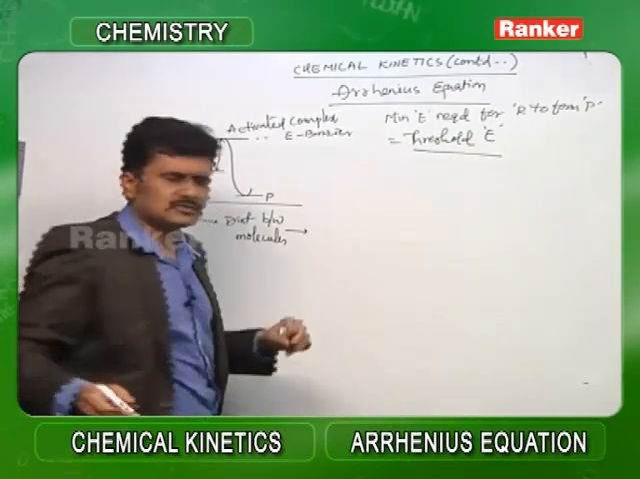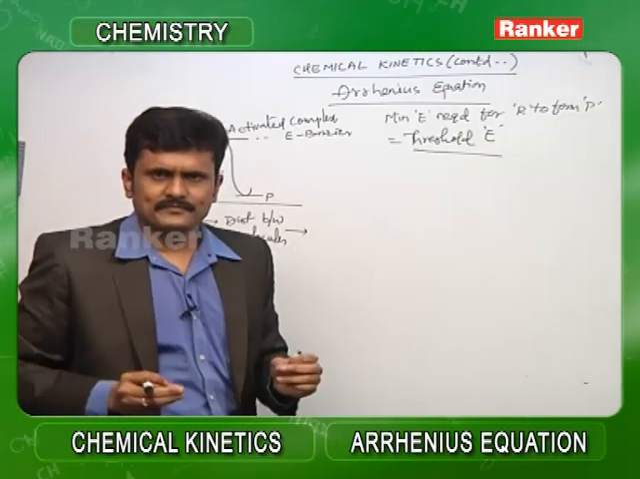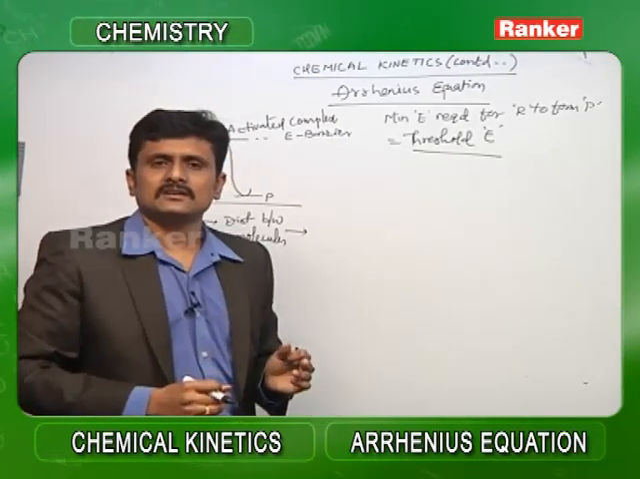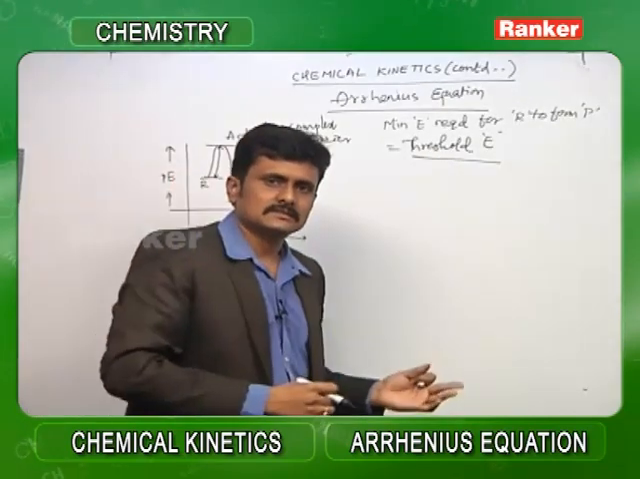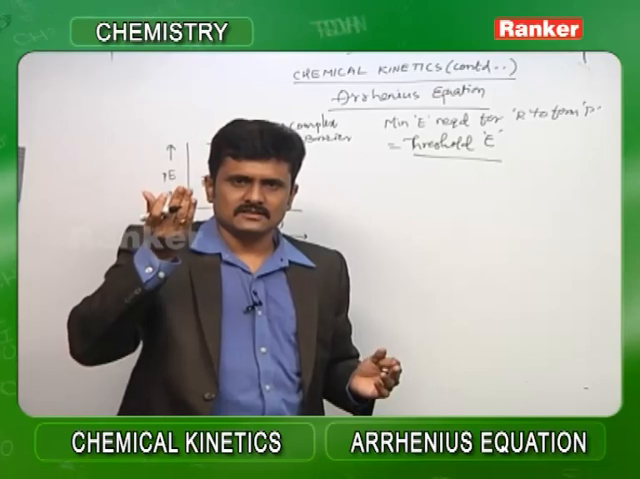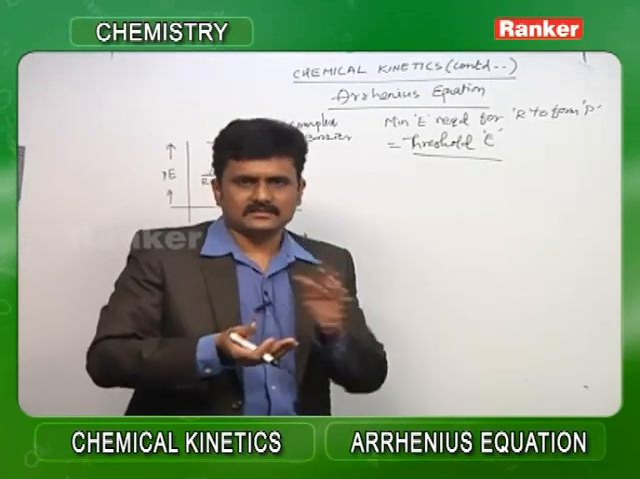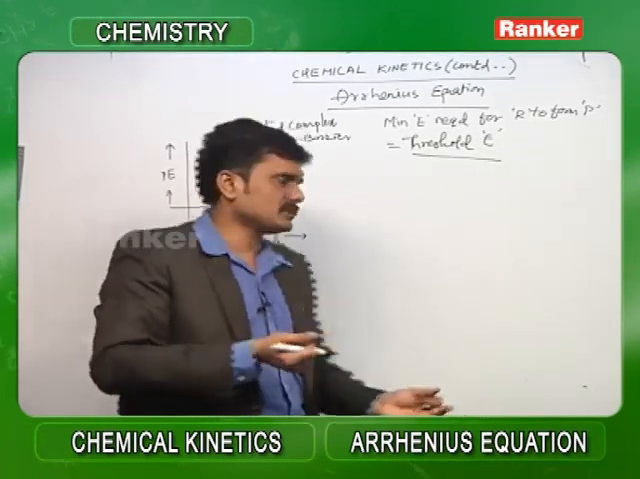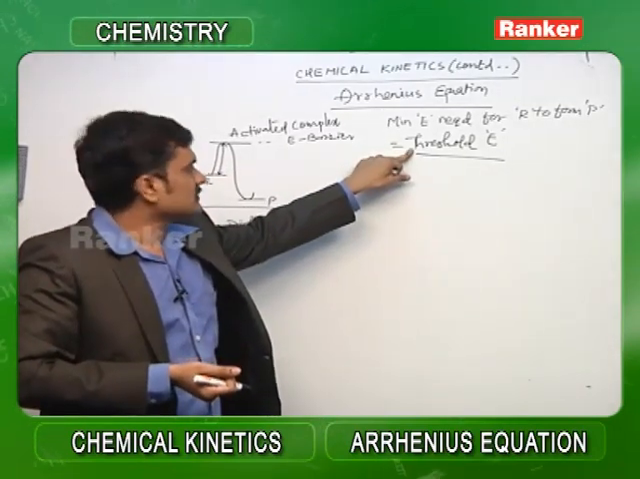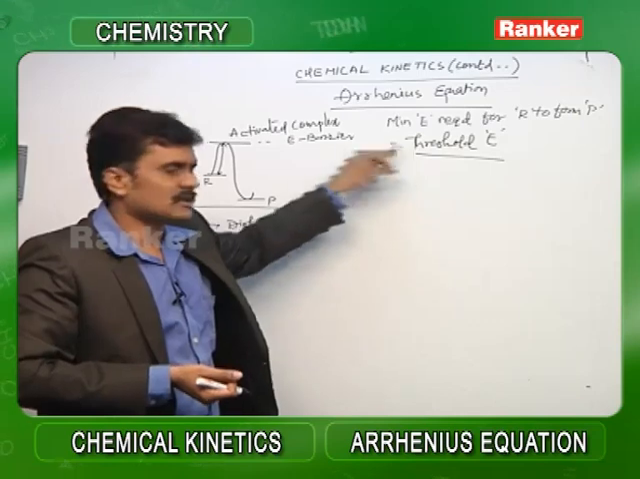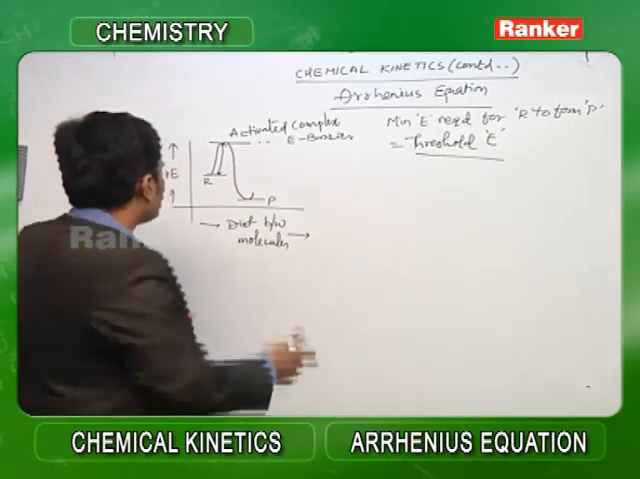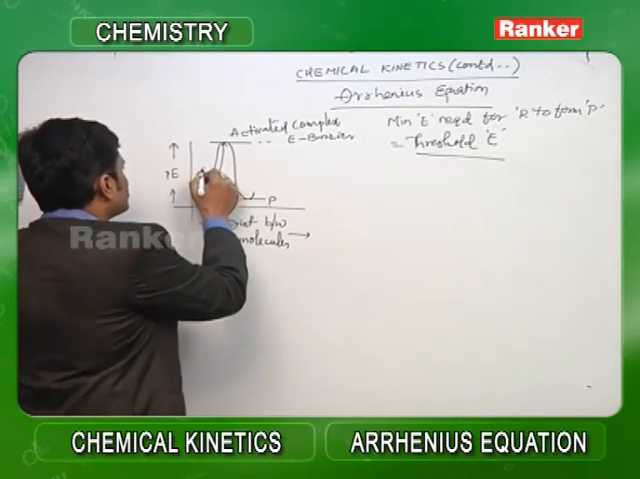So remember, this is not possessed, this is acquired. This is acquired by virtue of what? The fruitful collisions. During the fruitful collision, the energy of the system rises to the highest level and then drops down. So the reactant molecules that are crossing this barrier are able to form the product, and whichever are not are lying down here itself.